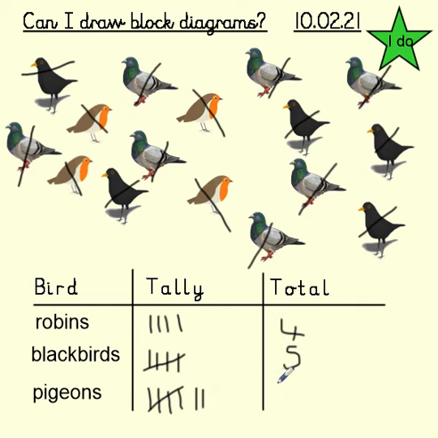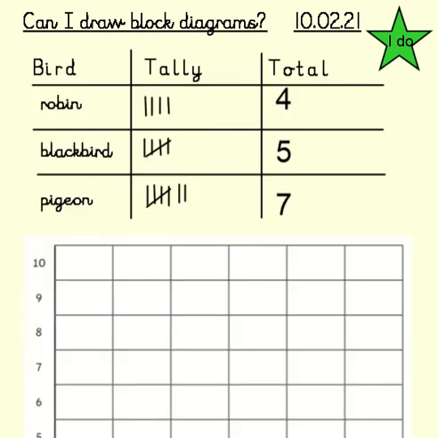Okay, so I'm going to write it in there. Oh, that's much clearer now, isn't it? I can see that I saw 7 pigeons, 5 blackbirds, and 4 robins. It's still not the easiest to compare though, so we're now going to turn that tally chart into a block diagram. Let's have a go together.